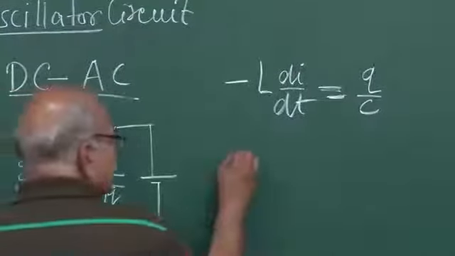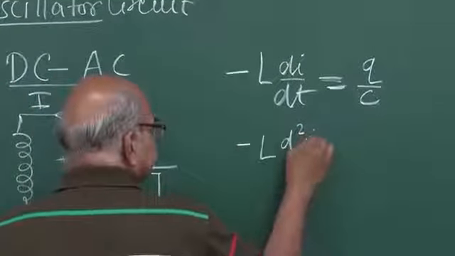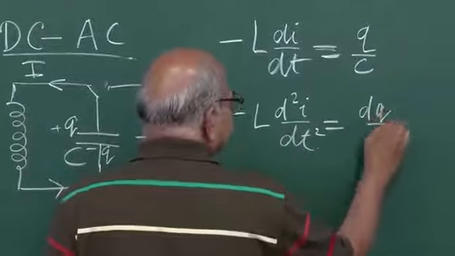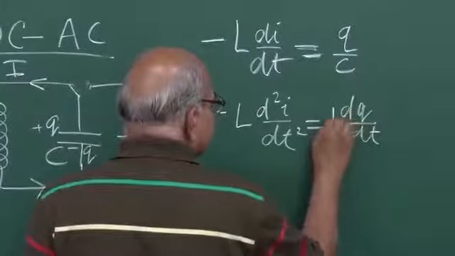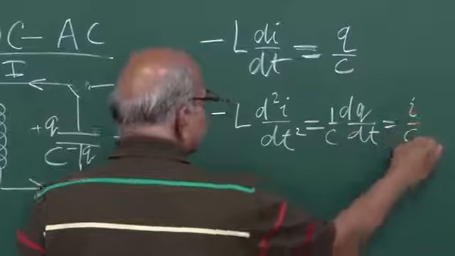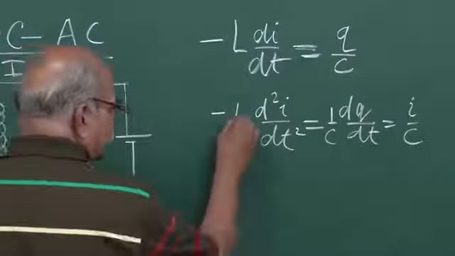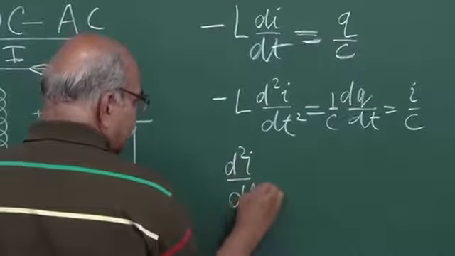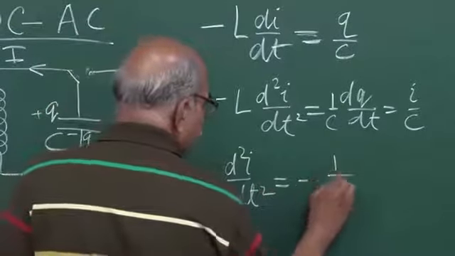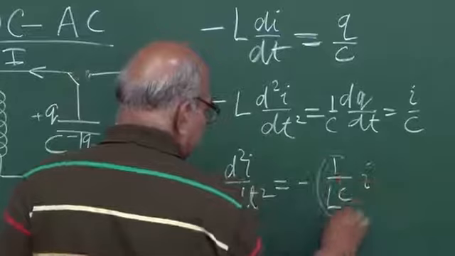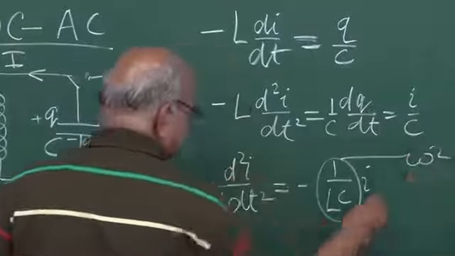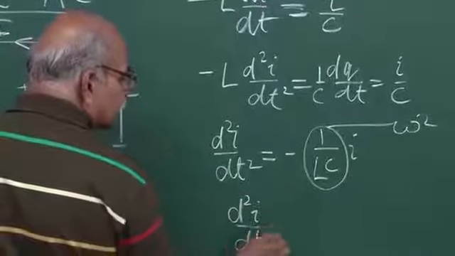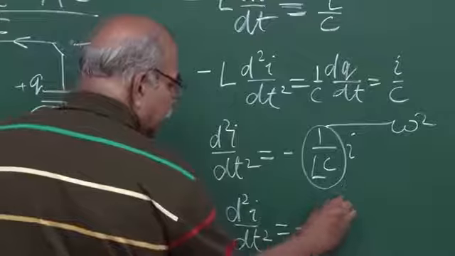If you differentiate, minus L d2i/dt2 is equal to dq/dt times 1 by C, which is I by C. Taking L to the other side, d2i/dt2 is equal to minus 1 over LC times I. If you write 1 over LC as omega square, then d2i/dt2 is equal to minus omega square I.